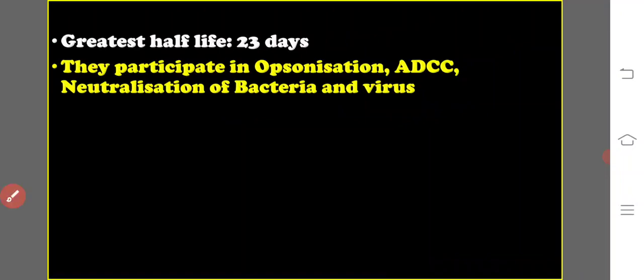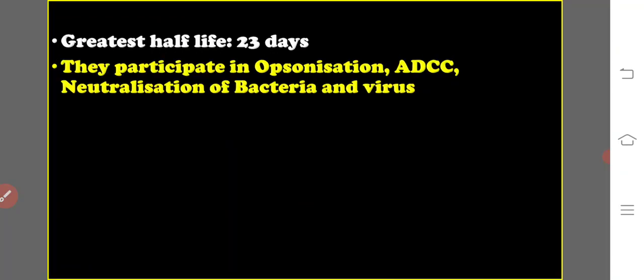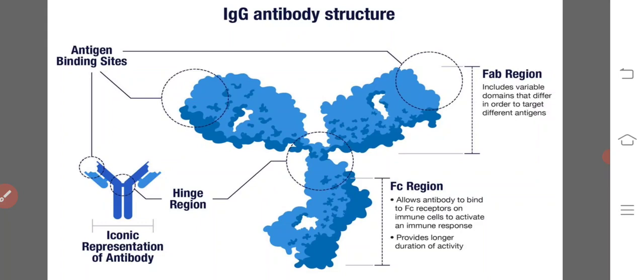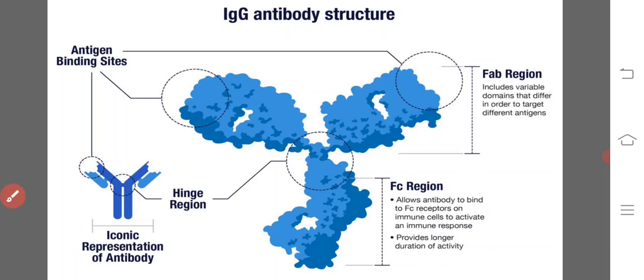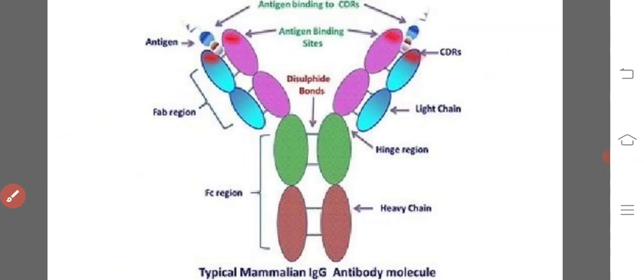It is a monomer in structure, that we should remember. This is all about the IgG molecule. See, here we can observe the hinge region of the antibody. These are the antigen binding sites, FAB region, and this is the FC region of the antibody. So this is a generalized antibody structure.